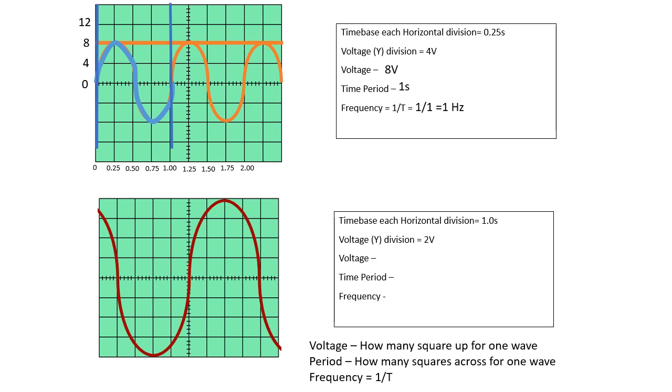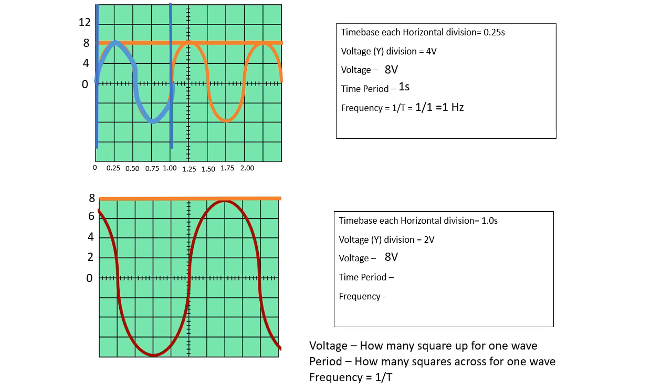Let's have a look at the second example. In the second example, we've got a time base this time of 1 second, so each square across is worth 1 second, and a voltage division of 2 volts, so each square up is going to be worth 2 volts. So to find the maximum voltage, I can put in my scale on the y-axis, and I can mark off again where the peak voltage is found. And reading across, I can see that the maximum voltage this time is 8 volts.